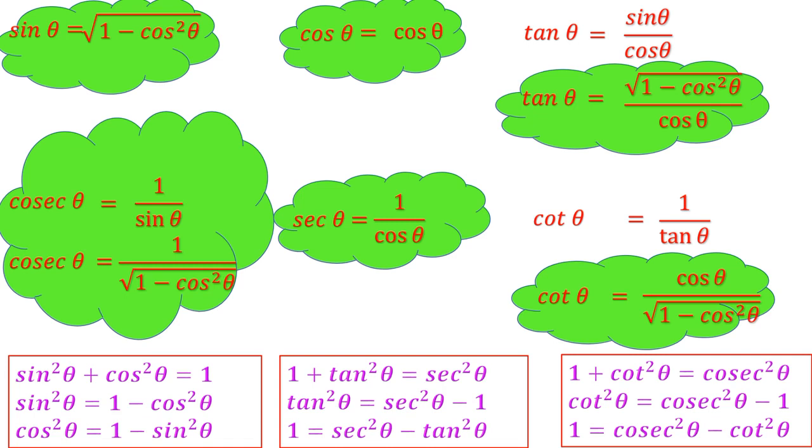You only need to learn to represent sin theta and cos theta in terms of cos theta. Then the remaining ones are easy, because we have the formulas. That is, tan theta is equal to sin theta by cos theta. Cosec theta is equal to 1 by sin theta. Sec theta is equal to 1 by cos theta. And cot theta is equal to 1 by tan theta.